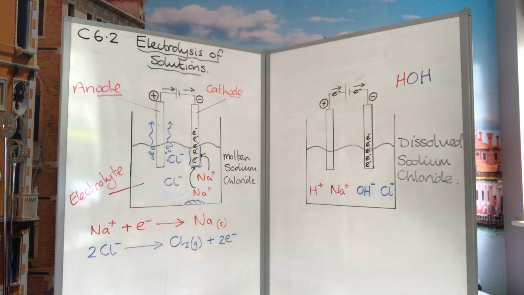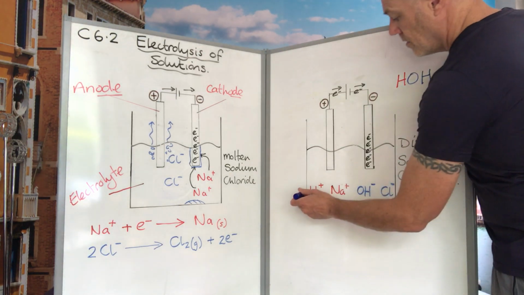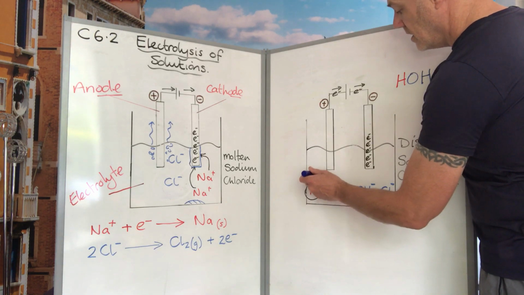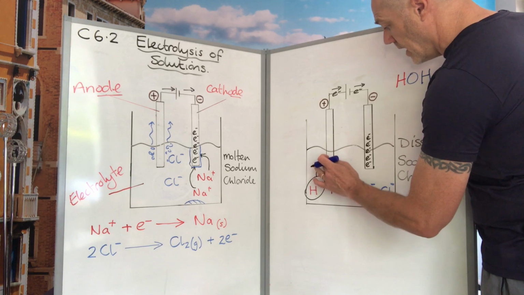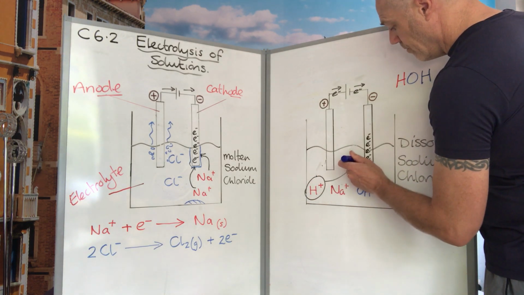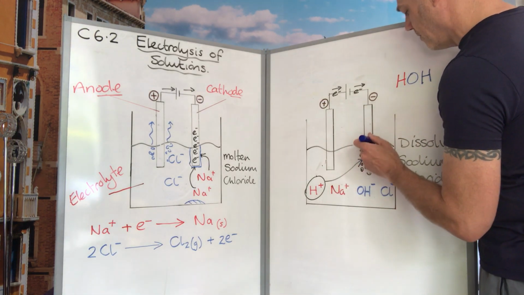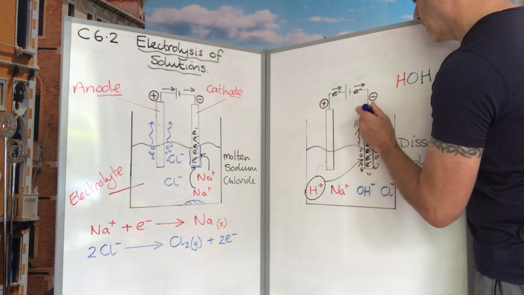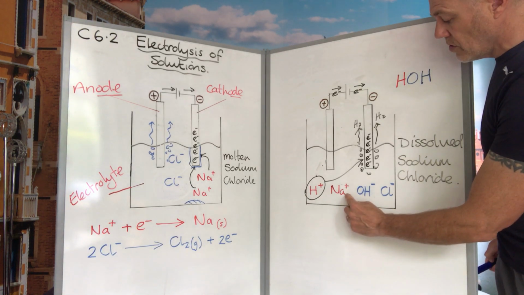However, there is a different rule that we need to apply here, and it's this. The least reactive positive ion is always given off first, except not there. Sorry, that one. So hydrogen is going to be given off at the negative electrode, and sodium remains as sodium ions.